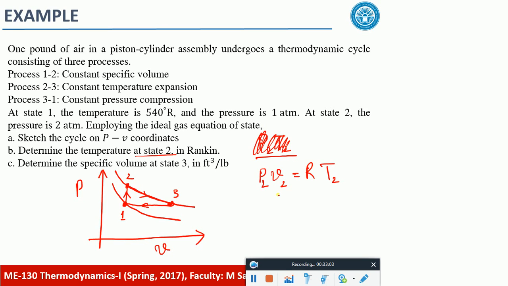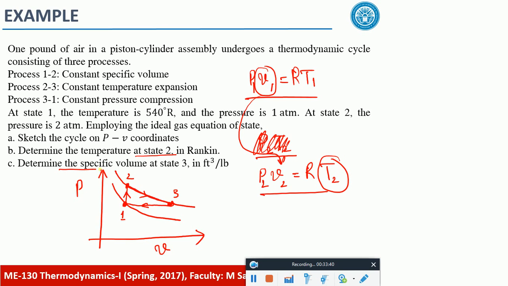Specific volume at state 1: you have P1, you don't have V1, but you can have R and you can have T1. Can you find out that V1? That V1 can be used over there. Why? It's a constant specific volume, because state 2 would be at the same specific volume, right? So you can jump onto state 1, V2, and by doing this you can find out T2.